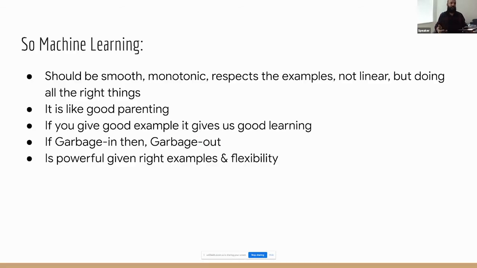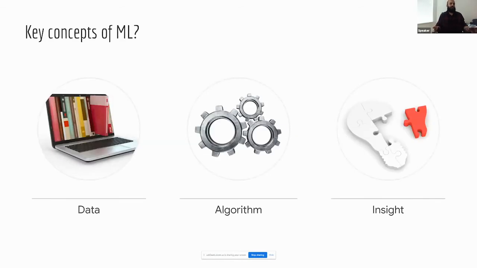Now, a few learnings out of it. The first learning, obviously, is smooth monotonic examples. It should not be quite linear, but doing all the right things. Machine learning is all about good parenting. So if the data is wrong, obviously your output is wrong. If you're giving bad examples, you get bad examples out. It's garbage in, garbage out. And if you give the right examples and flexibility, you'll get the right model out of it. So three things are important in machine learning: data, algorithm, and insights.